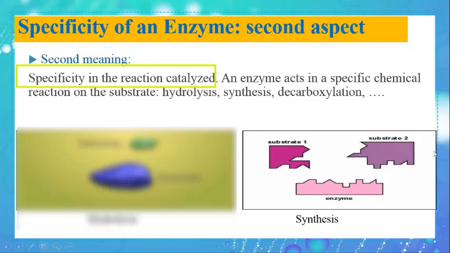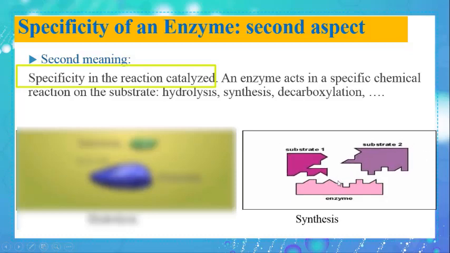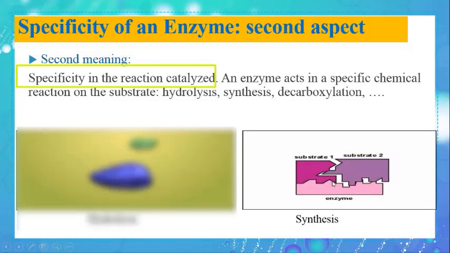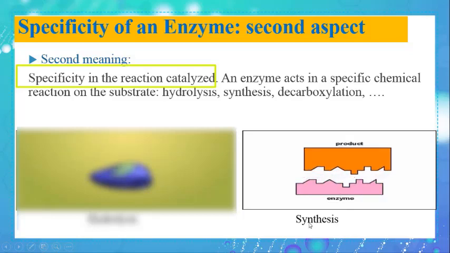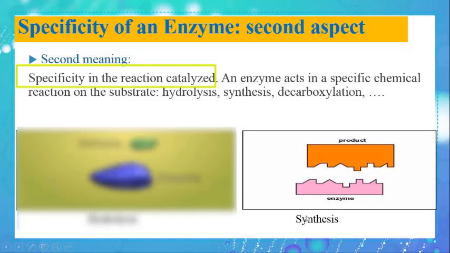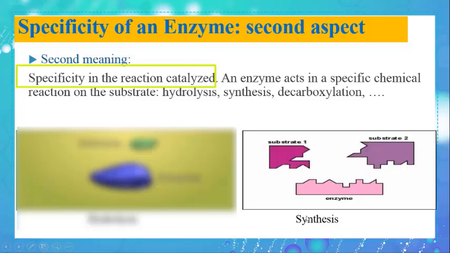Here we have two substrates that combine in the active site of the enzyme to produce at the end just one product. So this is a synthesis reaction. Here the enzyme is catalyzing a specific chemical reaction, which is the synthesis reaction.